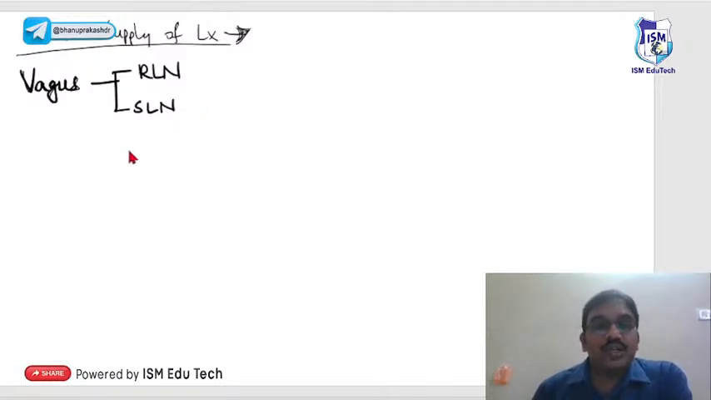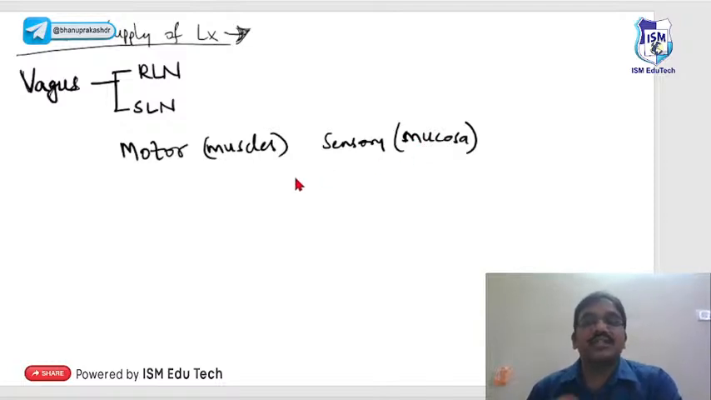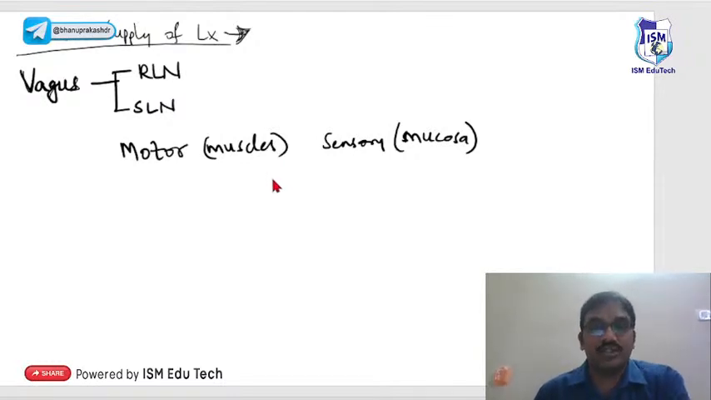In the larynx you have the muscles and mucosa, so it has motor supply as well as sensory supply to the mucosa. Mucosa means the lining inside the larynx, the lining layer. So to that, the sensory supply should be there.